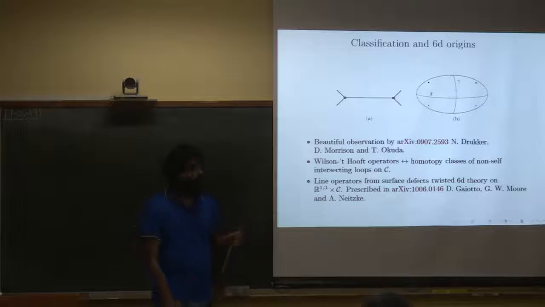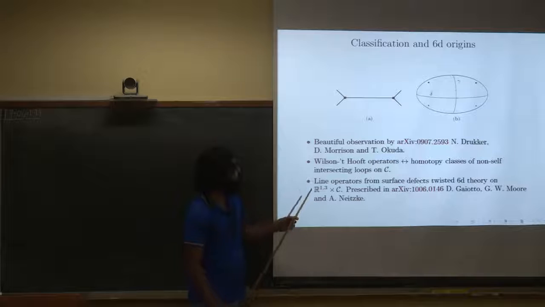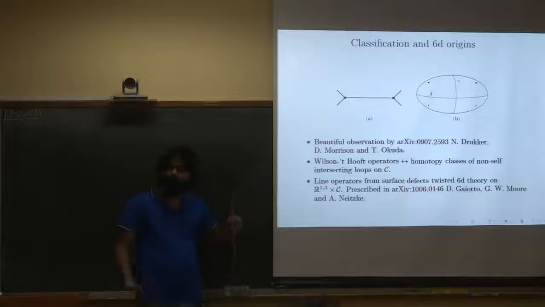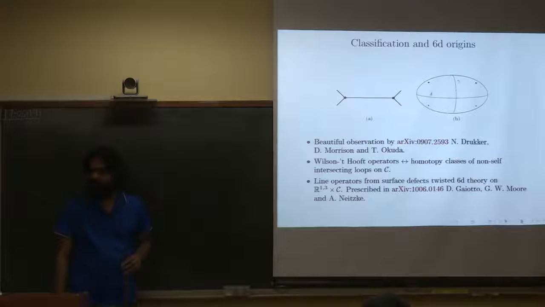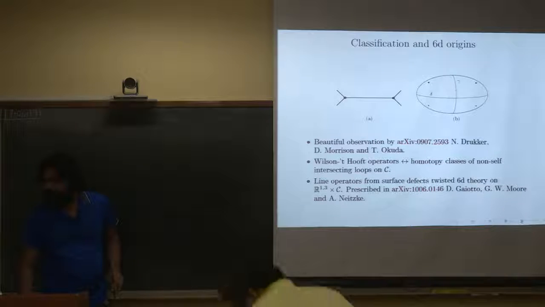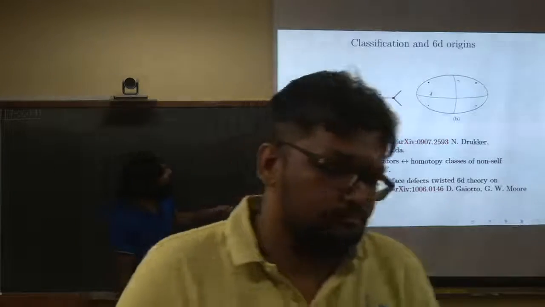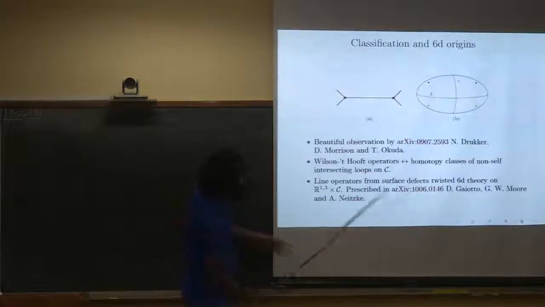Now, because we are trying to compactify a 6-dimensional parent theory with a twist on a curved background, we must also try to understand the origin of this loop operator from a 6-dimensional perspective, in which, I should mention, it comes from a surface defect. One dimension of the surface defect is along the time direction of R^{1,3}, and the other is along the curve which is being wound over this Riemann surface. So that's a 2-dimensional support for the surface defect, and it's nicely described in the paper by Gaiotto, Moore, and Neitzke.